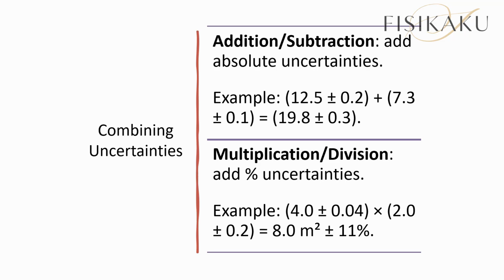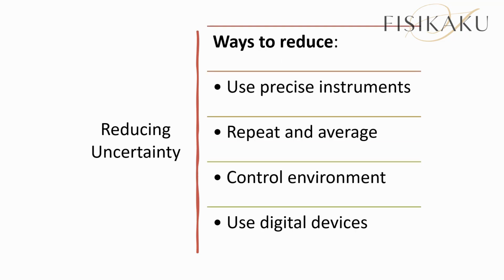In multiplication or division, we add the percentage uncertainties. Example, 4.0 ± 0.1 meters multiplied by 2.0 ± 0.2 meters equals 8.0 square meters, with a relative uncertainty of 11%. This method ensures that uncertainties are carried through correctly, showing the final reliability of results. Scientists aim to make uncertainties as small as possible. Some ways to reduce them are using instruments with higher precision, taking repeated measurements and calculating the average, controlling environmental conditions, and using digital devices to minimize human reading errors.